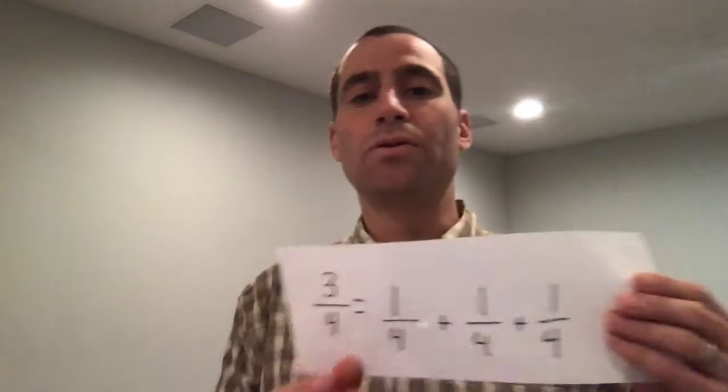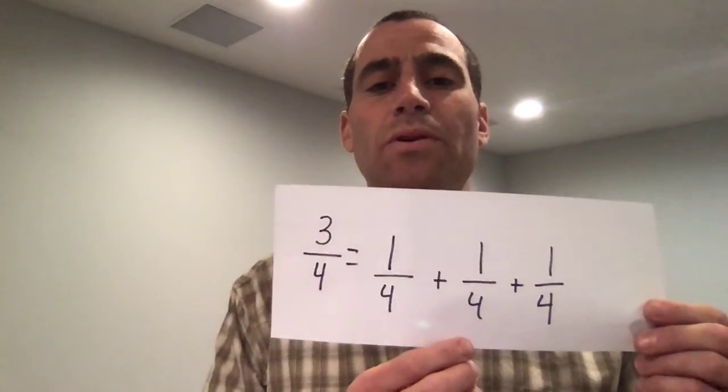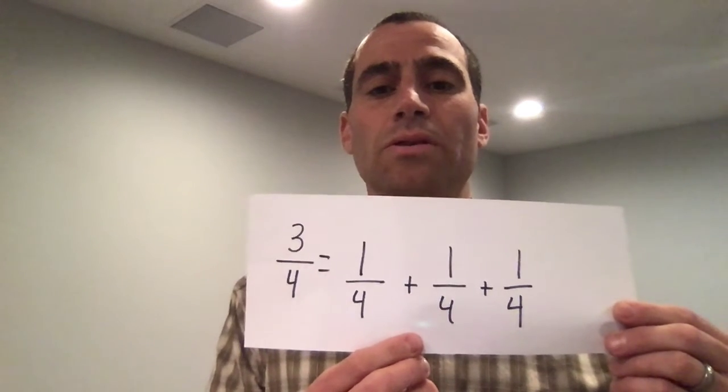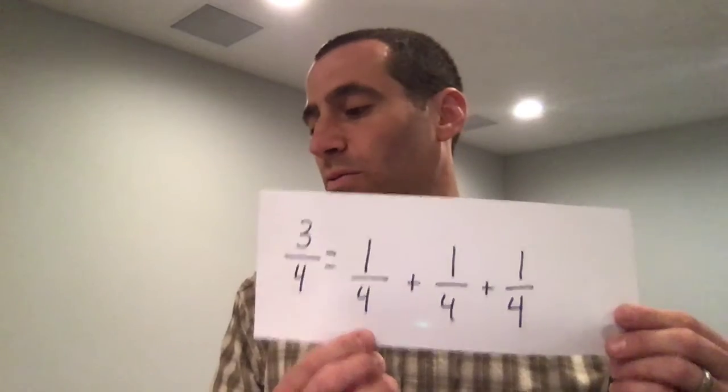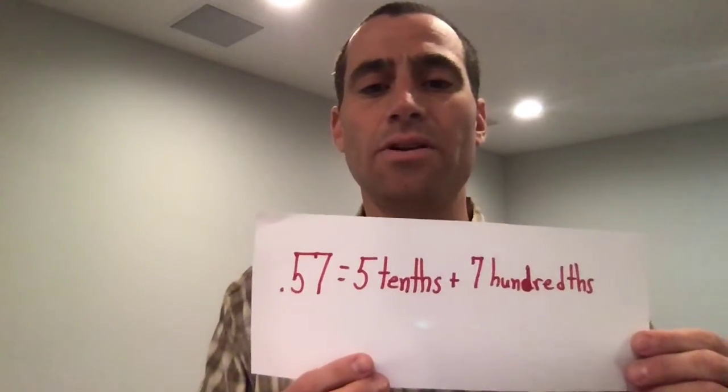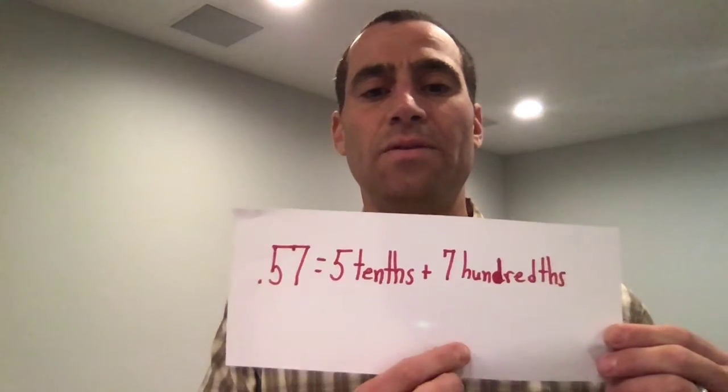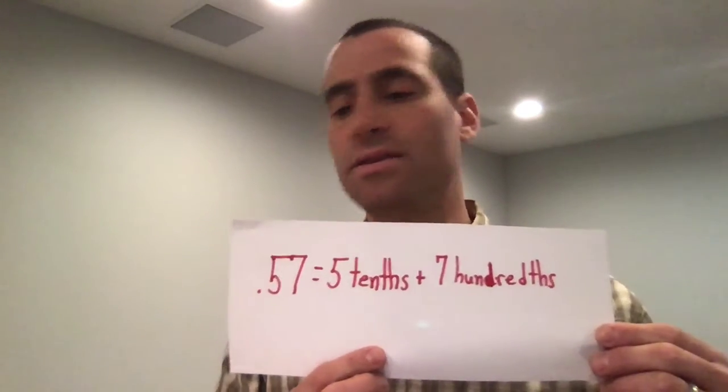I'm going to decompose 3/4. I've decomposed 3/4, and I can see that 3/4 is composed of 3 of the 1/4, or 1/4 plus 1/4 plus 1/4. I can decompose 57/100, thinking that 57/100 is composed of 5/10 and 7/100.